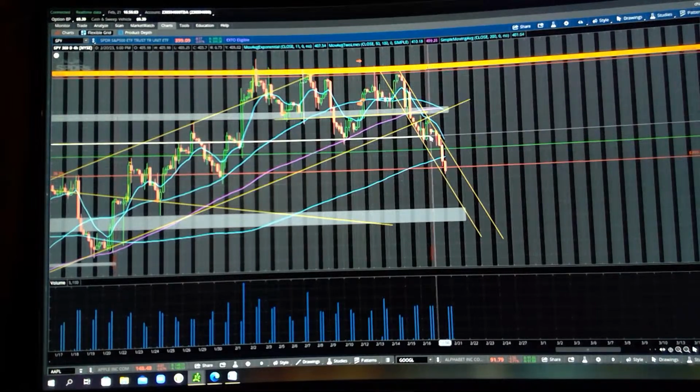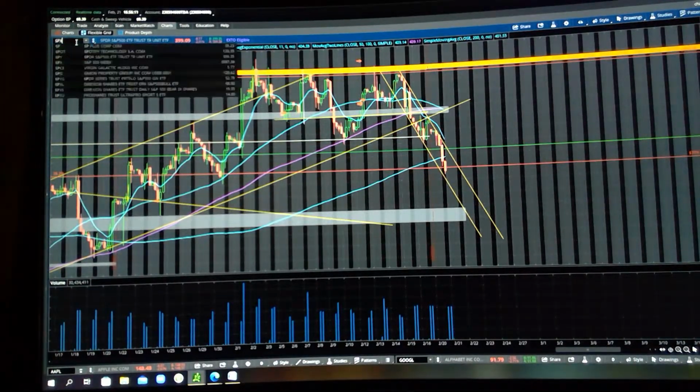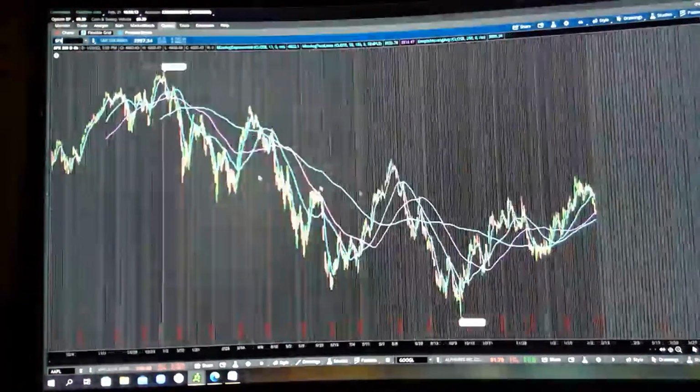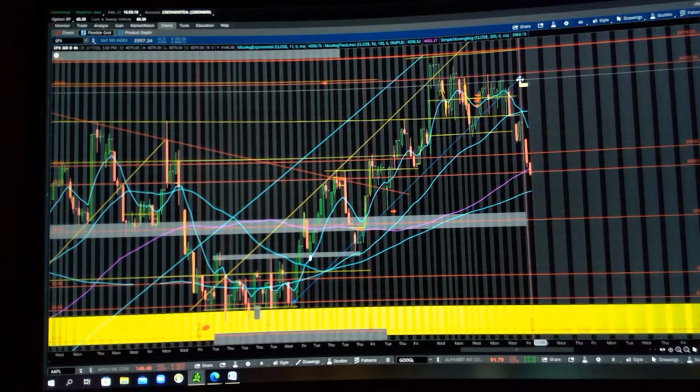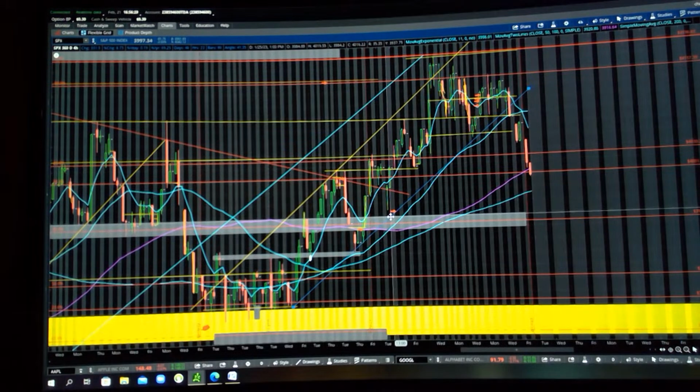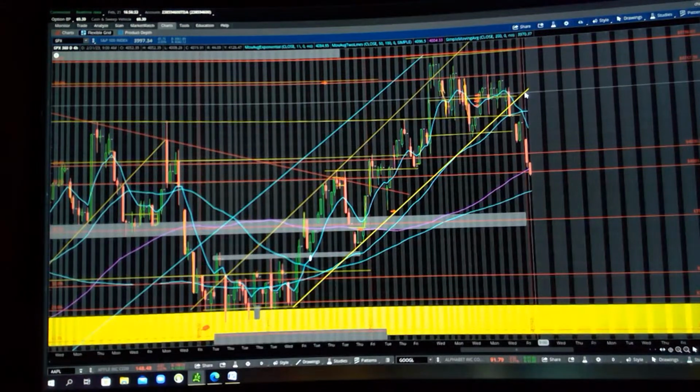So the main level we got here is 405. Actually, I'm gonna go to the cash market so you can see it a little better. All right, here we go. So they backsided this trend line on the bigger time frames. And now we got a push down, we got a gap down off of this trend line.